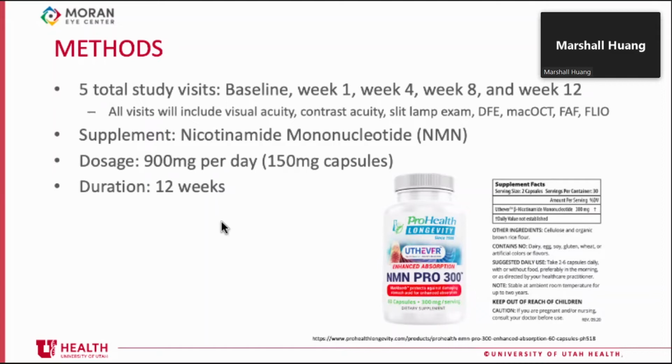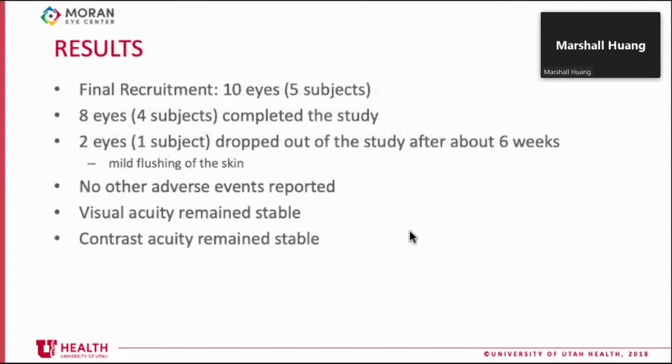And now for the results. We were able to enroll a total of 10 eyes, or 5 subjects. Of those, 8 eyes completed the study. 1 subject dropped out about halfway through the study. She reported mild flushing of the skin on her arms that resolved after stopping the supplement. No other adverse events were reported. Our secondary outcomes of visual acuity and contrast sensitivity remained stable throughout the trial.